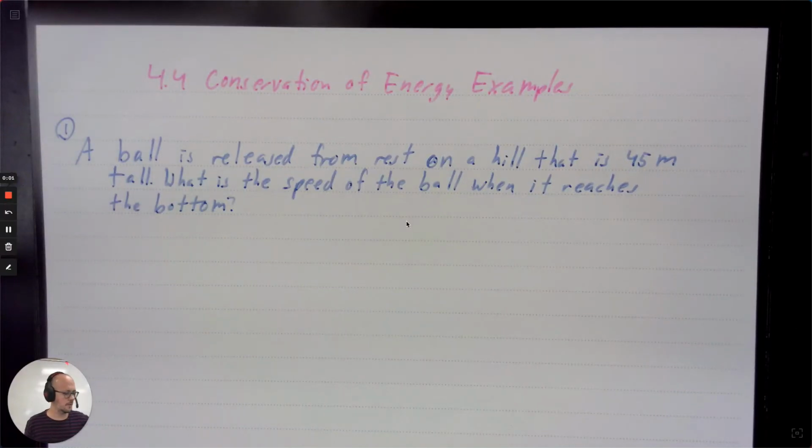Okay, folks, I'm going to solve two conservation of energy problems for you and with you, and you're going to kind of take that and run with it. So we're going to practice some things that we learned and apply some math to it. So first problem is here.